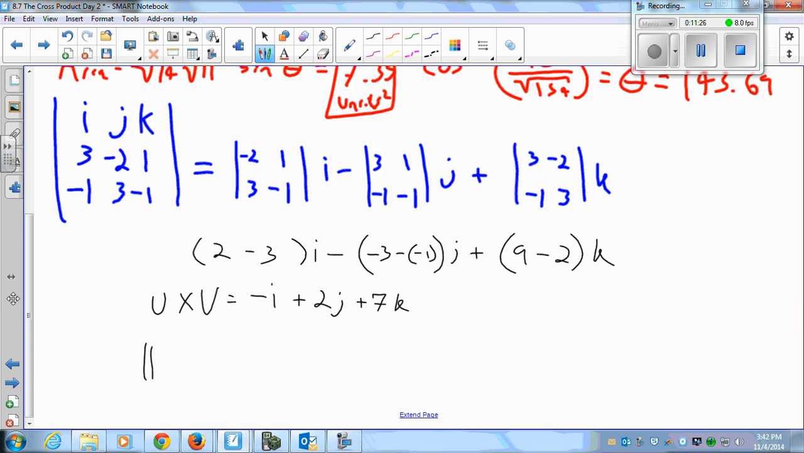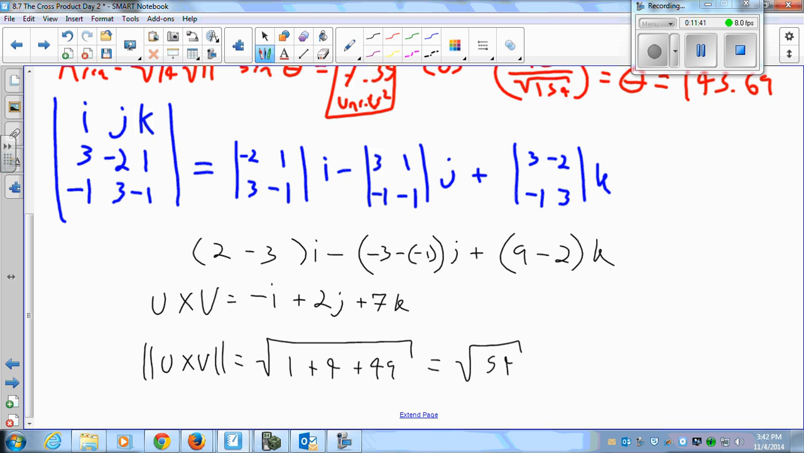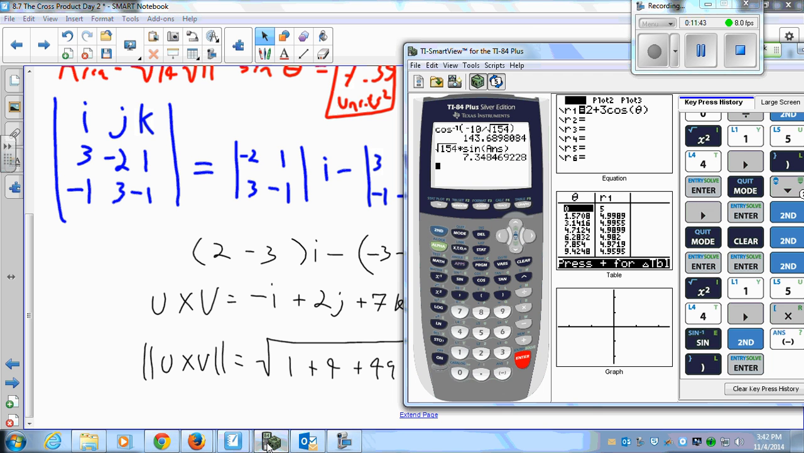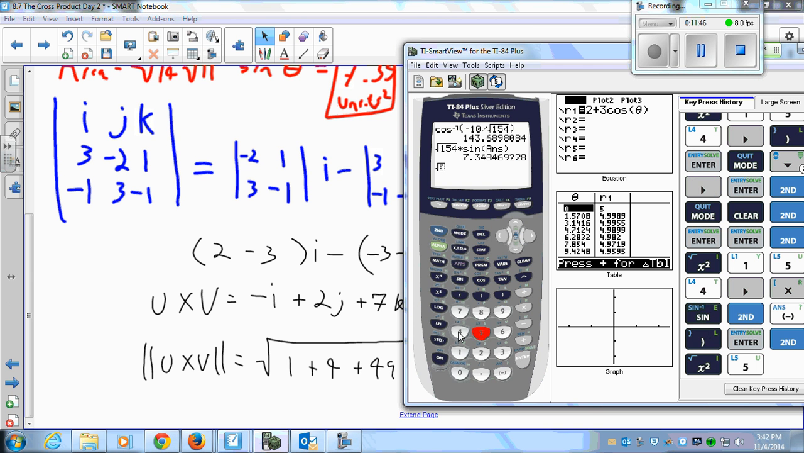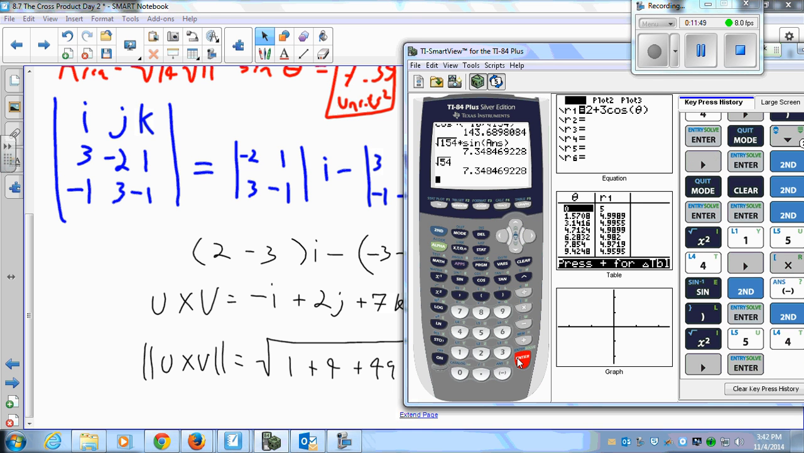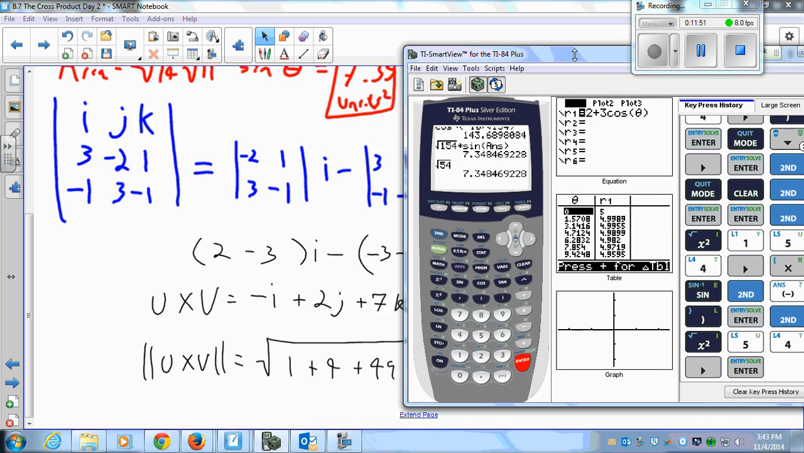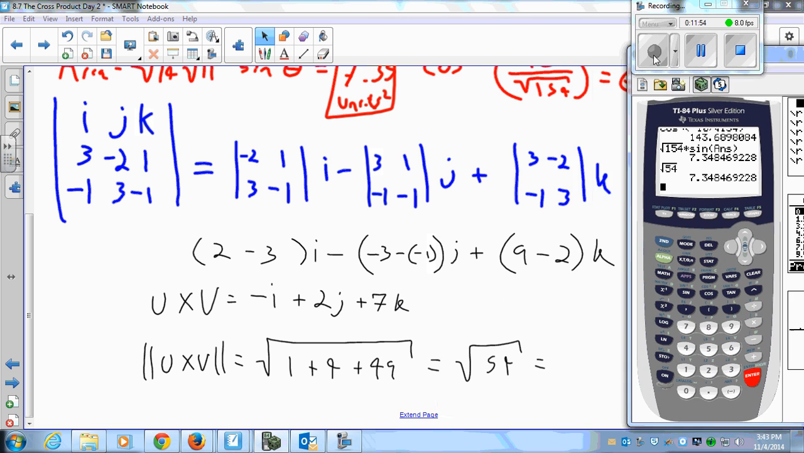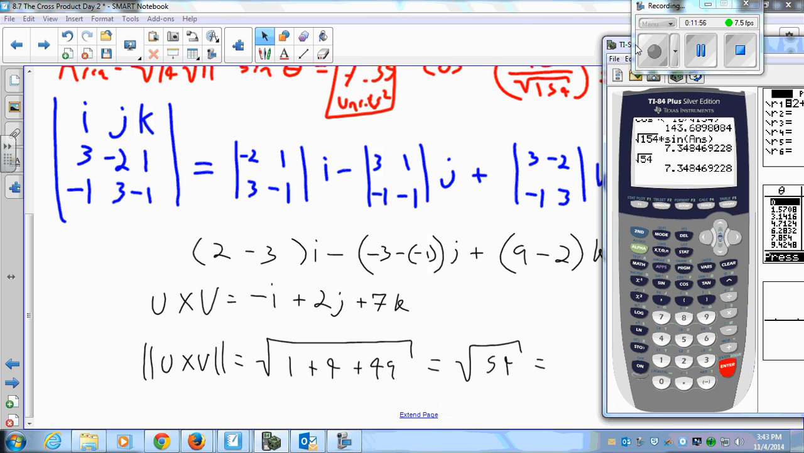If I take the magnitude of u cross v, I'm going to get the square root of -1 squared is 1, plus 4, plus 49, which is equal to the square root of 54. And of no surprise, we get the same area, which we should because we're just using a different formula from before. So we get 7.35 as our area of our parallelogram.